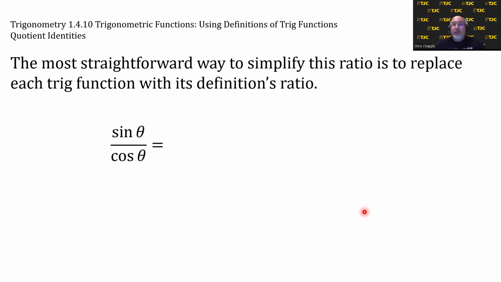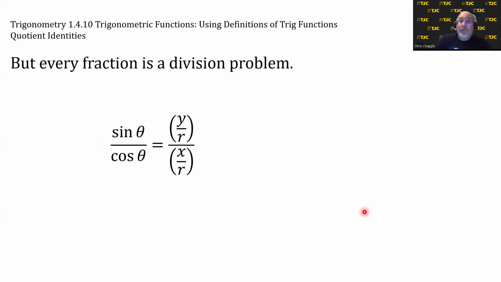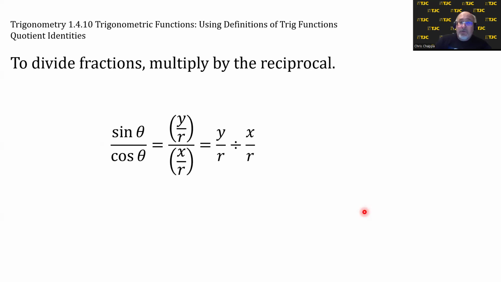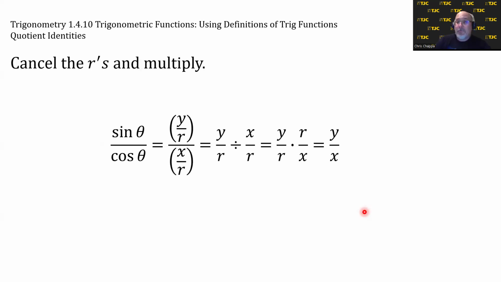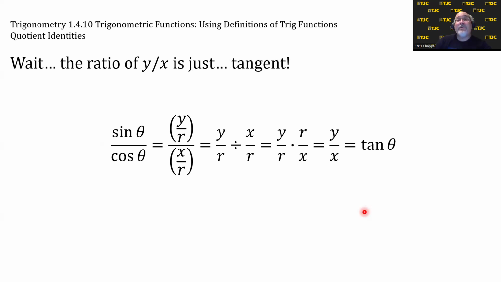The most straightforward way to simplify this ratio is to replace each trig function with its definition's ratio. So sine of theta is y over r, cosine of theta is x over r. And then we just clean this mess up. Every fraction is a division problem, so we can write it as y over r divided by x over r. But then we multiply by the reciprocal, so it becomes y over r times r over x. And if you notice, the r's are going to cancel, so cancel the r's and multiply, and we're left with y over x. But the ratio of y over x, that's just tangent.